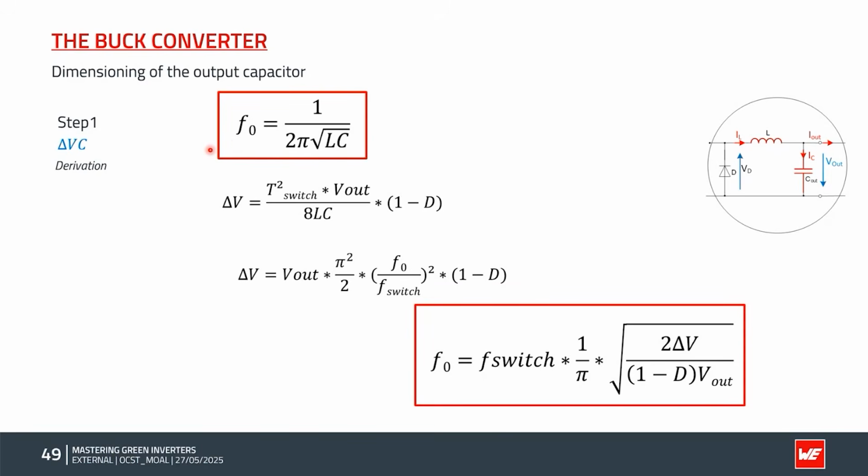So what we have done now is taken that equation, F equals 1/2 pi root LC, very basic, and just plugged it into the previous equation. And now what we have is F0, which is the cutoff frequency of your output filter, as a function of your switching frequency, a constant, V out, D, pi, and delta V. And delta V is your input. What ripple would you like to see across the capacitor? That automatically would determine your cutoff frequency for your output filter.